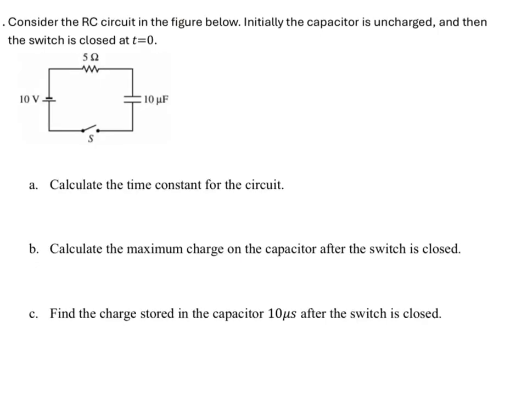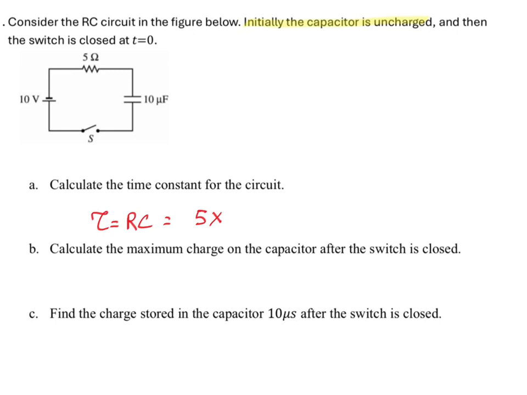Next problem, we have got an RC circuit. The first question is asking us to get the time constant, which is easy. But note that initially the capacitor was uncharged and then the switch is closed at t equal to 0. So just remember how was the initial situation, so we know which equation to use. For time constant, it does not matter because it's RC.